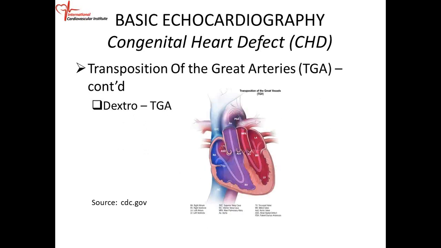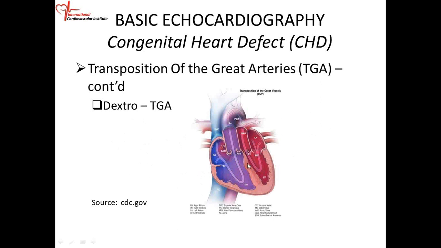And this is what we call being in series, because the right ventricle is now pumping blood into the aorta, and the aorta is going to take blood to the head and neck, trunk, and the limbs, which is deoxygenated blood. And then on the left side, the LV is pumping oxygenated blood into the pulmonary trunk, and it's going to go to the lungs. So these two circulations are not mixing at all. So this infant will not survive unless there is a defect.